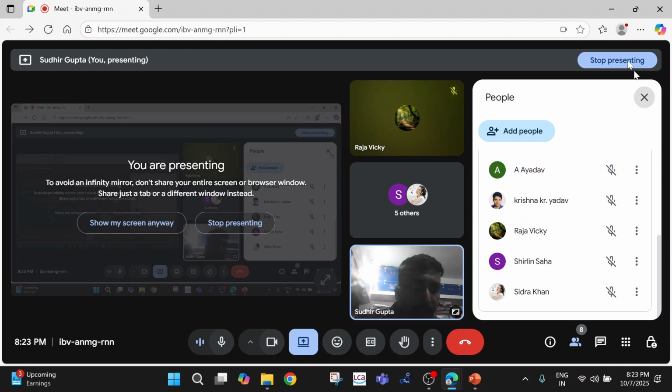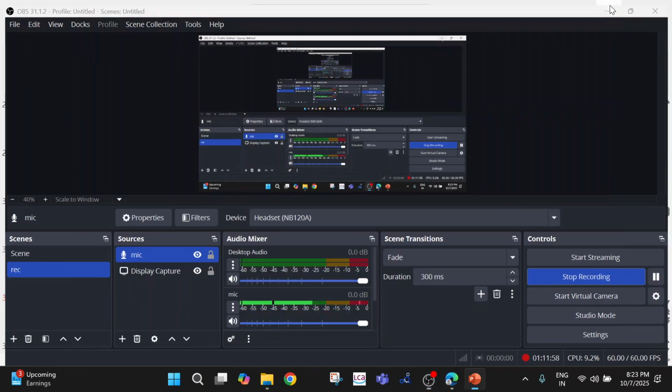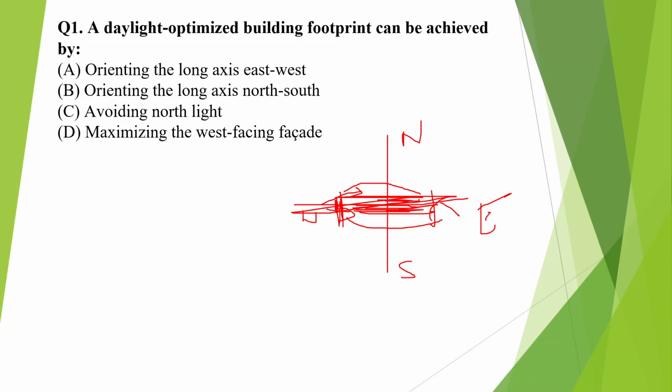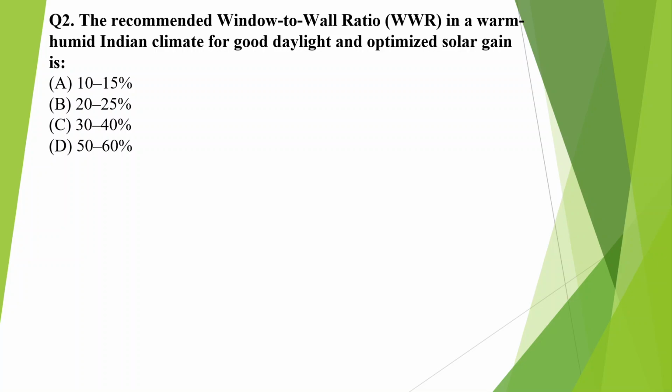So, let me discuss the next question. We are lagging a little bit in today's problem solving session because a lot of questions are there. So, I will be moving a little quickly to the next question. So, you try to be rapid with your responses and answers also. Question number two, guys. The question number two is asking you about the recommended window to wall ratio in warm and humid Indian climate for good daylight and optimized solar gain. So what do you think the correct answer is?